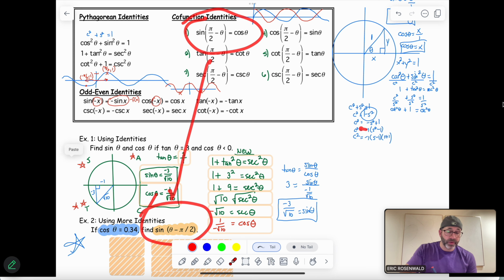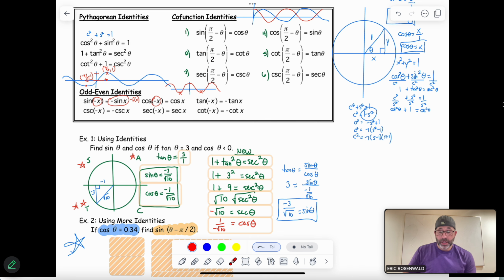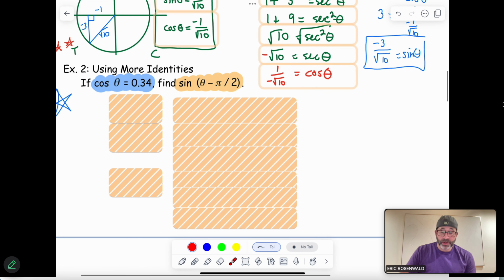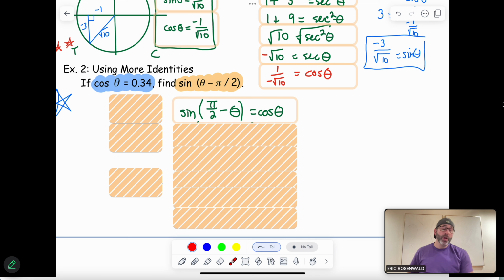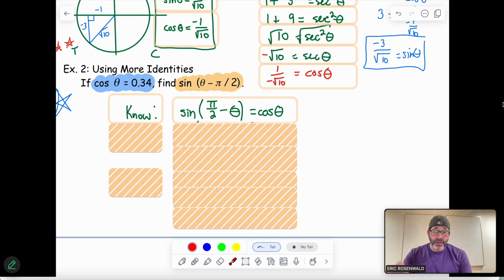And if you think back to what I said earlier, that if we ever want to take and rearrange things, all you got to do is factor out a negative, then that's going to help us with this problem, okay? Let's see what we can work out here. So let's start with what we know. We know from our identity up above, so this is what we know, that the sine of pi over 2 minus theta is equal to the cosine of theta.